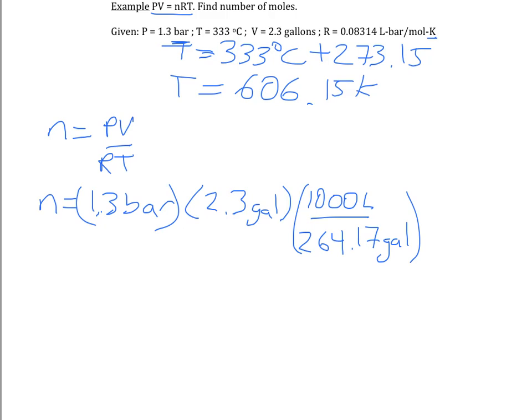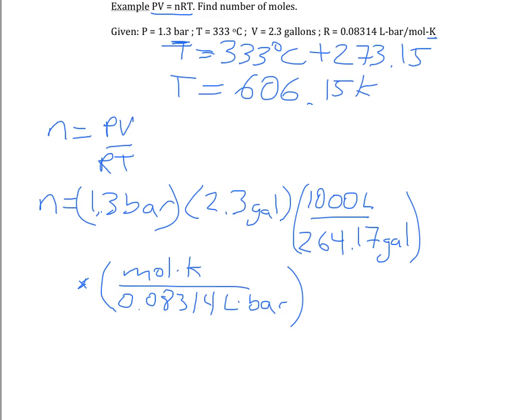I'm running out of space here on this particular line, so I'm just going to put a little multiplication here because I'm not going to be able to fit all these numbers. But we need to divide by R, and this is where I need to pay attention. Write out my units there: 0.08314 liters times bar. So that's my R. I'm dividing by R, so the value is on the bottom. And then I'm going to divide by temperature, 606.15 Kelvin.